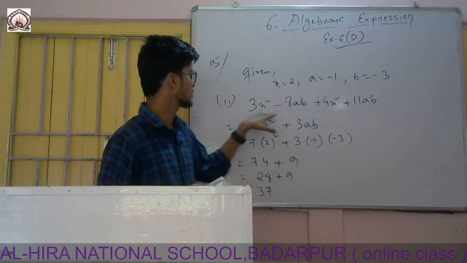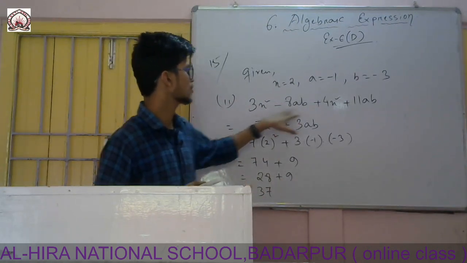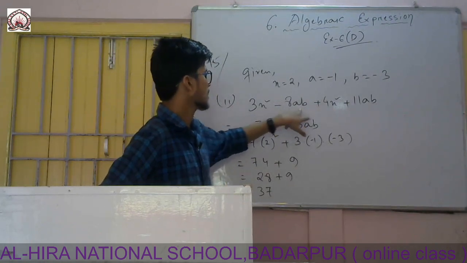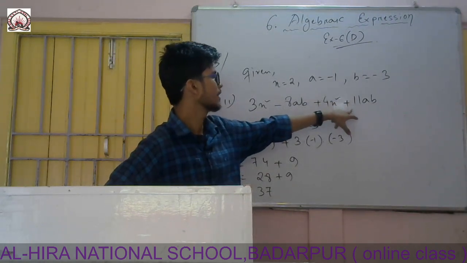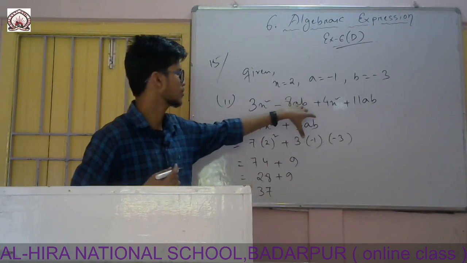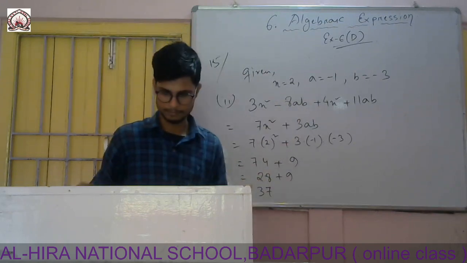First of all I solved because these are like terms, 3x square and 4x square, and they are minus 8ab and they are plus 11ab. So first of all I solved this part and then I put the values.